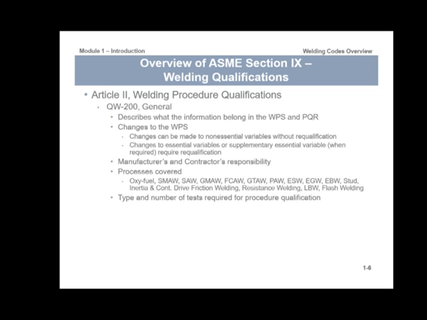Changes to essential variables or supplementary essential variables, when required, require requalification. An essential variable would be something like the shielding gas. Let's say I'm using gas metal arc welding, and I use 100% argon to qualify the weld. But then I want to change that and go to a mixture of 75% argon and 25% CO2. Then I've got to requalify. I need another PQR that says, hey, we've used this gas mixture and we've gotten good mechanical results doing that. So hopefully that helps you out.